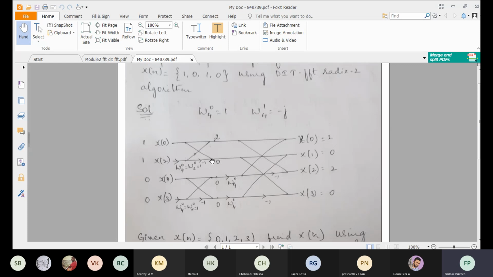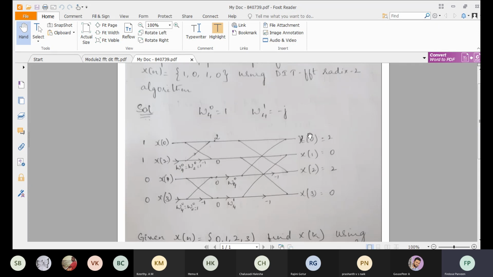In the same way here, we get A minus B into Wn to the power of r. A is 1, B is 1, 1 into 1. So 1 minus 1 is 0. In the same way, x of 1 is 0, and this is also 0. 0 plus 0, again it is 0. 0 minus 0, again you will get 0.